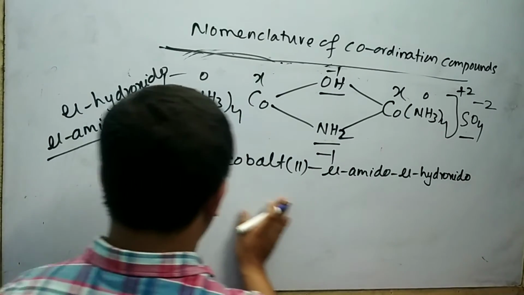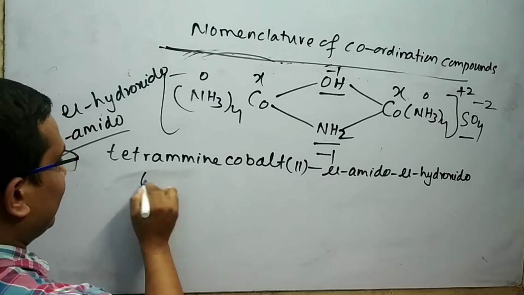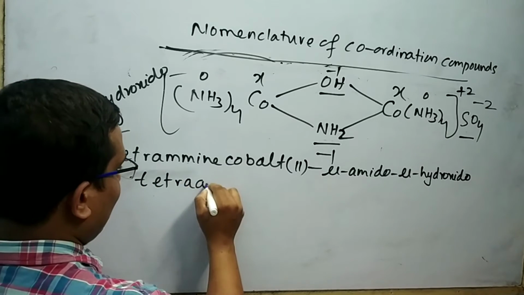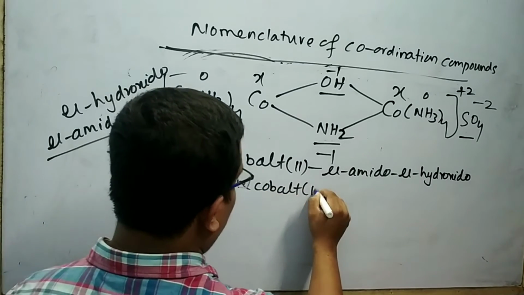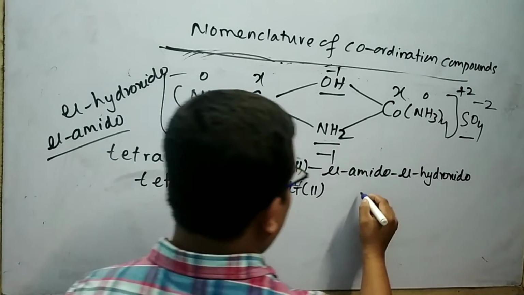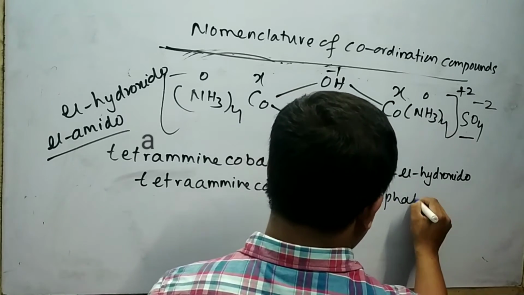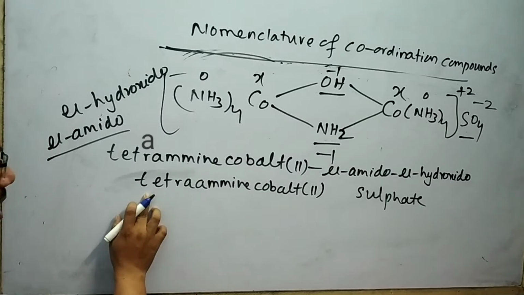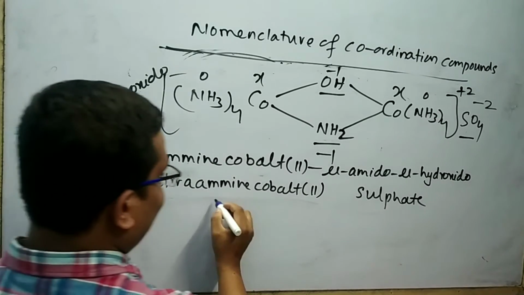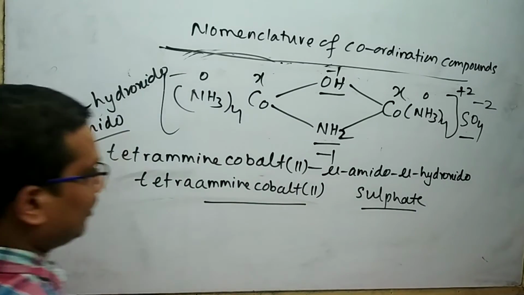Again I can continue the name tetraamine cobalt II sulfate. Remember, there is no space between hydroxido and tetraamine. There is only a gap between this part and this part.